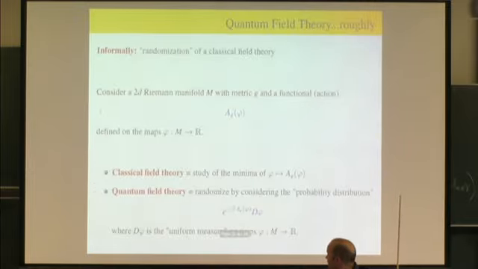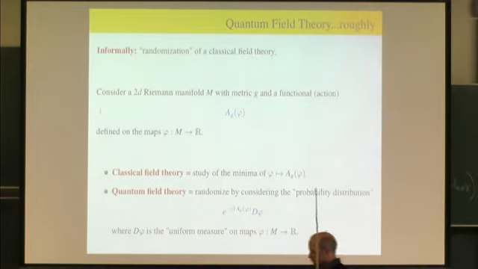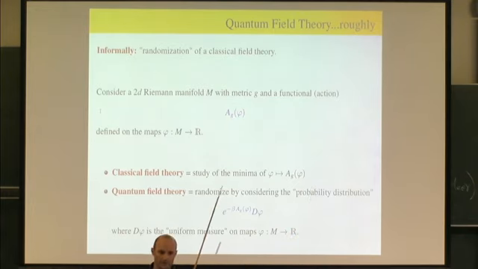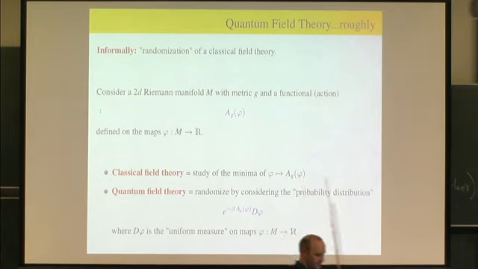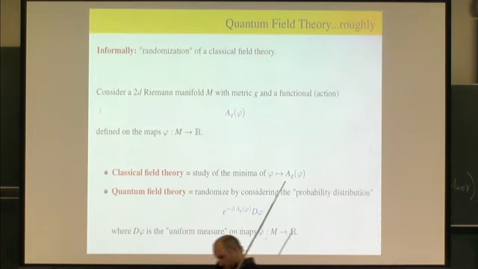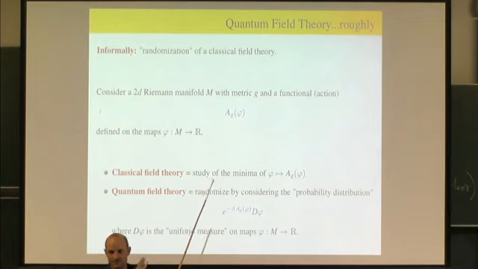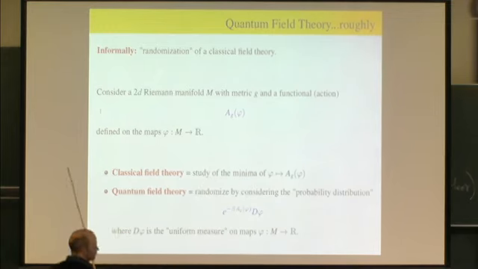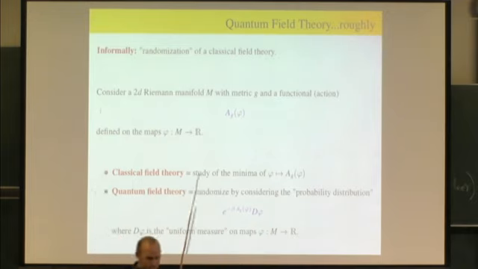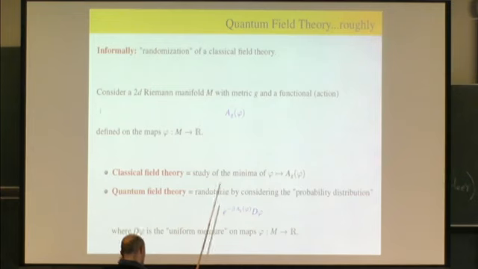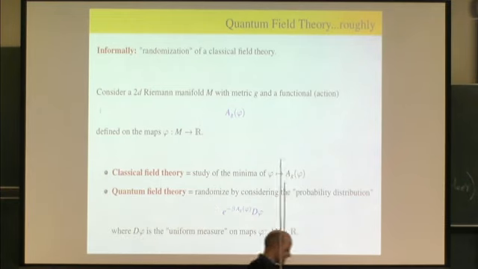But before I start, it's not very easy, but I want to try to give the picture I have in mind about what a quantum field theory is, because I am a probabilist, and this is the way I see the situation. I don't claim that this is a rigorous definition of quantum field theory, but informally, this is a randomization of a classical field theory.